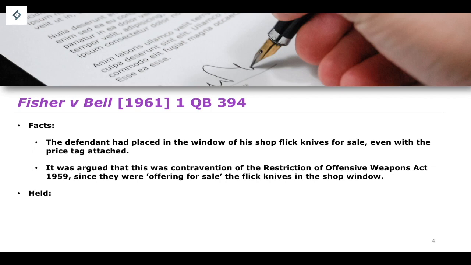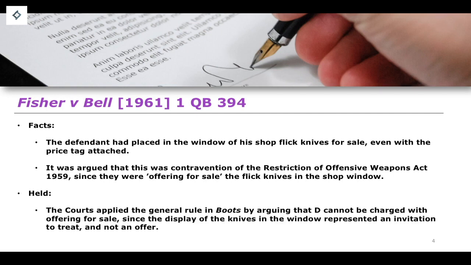So really the case hinges, again, just like with Pharmaceutical Society, on whether or not the placing of the items in a certain way represents an offer or represents an invitation to treat. If it is an offer, then it is offering for sale, and it is therefore a violation of the Restriction of Offensive Weapons Act. If it's simply an invitation to treat, then it is not a violation of the legislation.